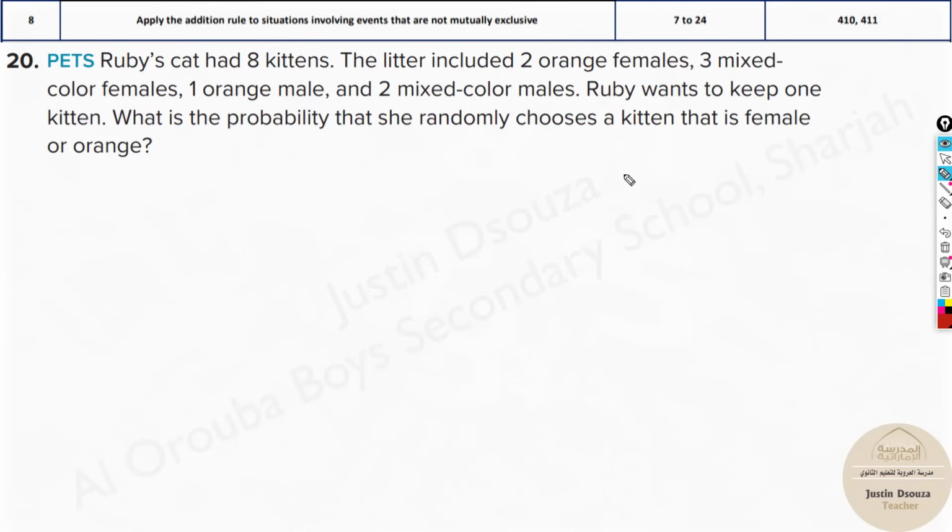So let's find how many females are there. Here there are 2, and this is also female, so 2 plus 3, and this is male and male. So there are 5 females, 5 out of the total. So it's about 8 kittens, right? Then plus, how many orange are there? 2 orange and 1 male orange. So it is 3 divided by 8 minus, which are common. There are 2 orange females, so minus 2 by 8. So this would be your answer.